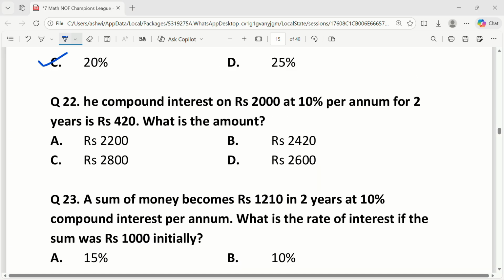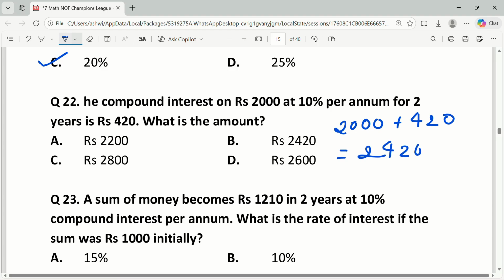Question 22. The compound interest on rupees 2000 at 10% per annum for 2 years is rupees 420. What is the amount? The total amount A is the principal plus compound interest. Given that principal is rupees 2000 and compound interest is rupees 420, amount is equal to 2000 plus 420, which is equal to 2420. Comparing with the options, the answer is B.